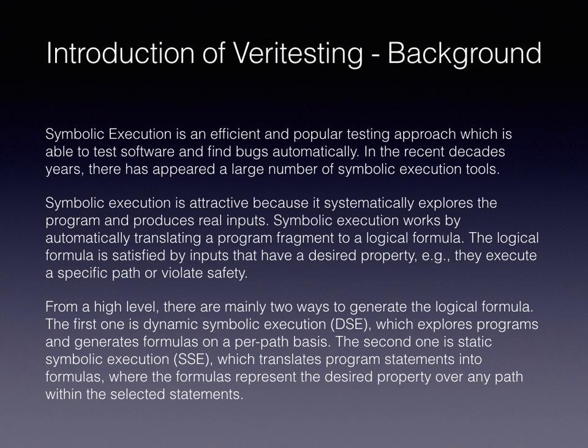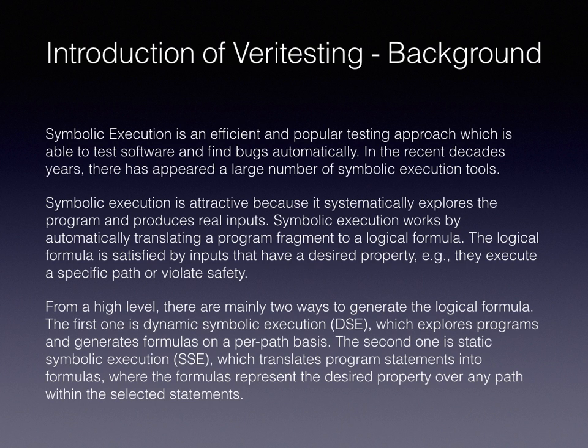Symbolic execution is an efficient and popular testing approach which is able to test software and find bugs automatically. In recent years, a large number of symbolic execution tools have appeared. Symbolic execution is attractive because it systematically explores programs and produces real inputs. It works by automatically translating a program fragment to a logical formula. The logical formula is satisfied by inputs that have a desired property, for example, they execute a specific path or violate safety.